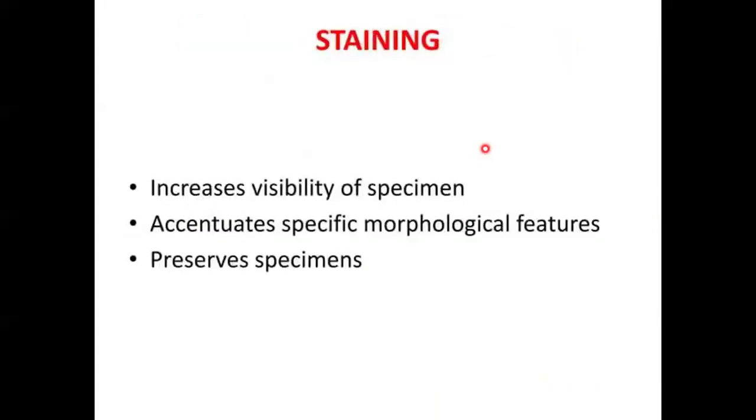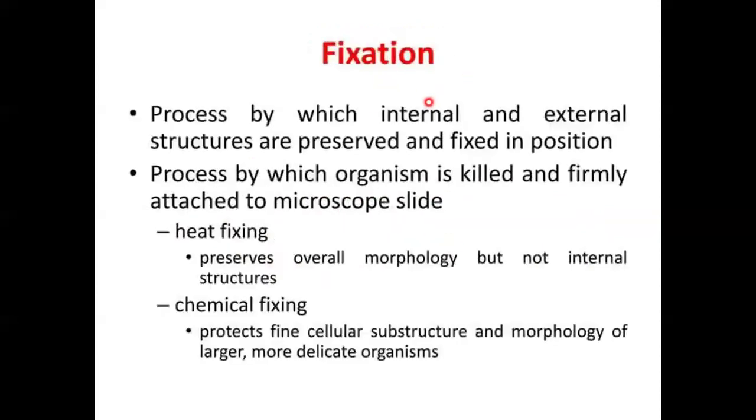Then we have staining. So staining is very, very important. It is actually the backbone of microbiology, how to identify these types of bacteria. So the three reasons: to increase visibility of the specimen, accentuate specific morphologic features, basically makes it clearer, and then it preserves the specimen. Okay, these are the reasons why we do staining.